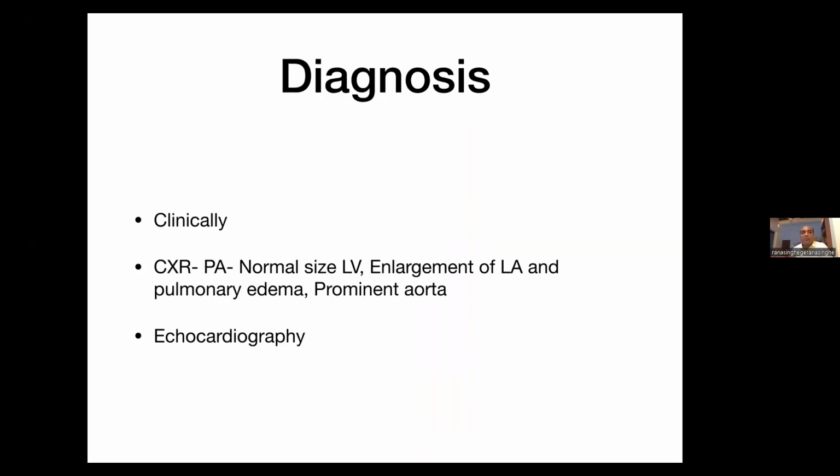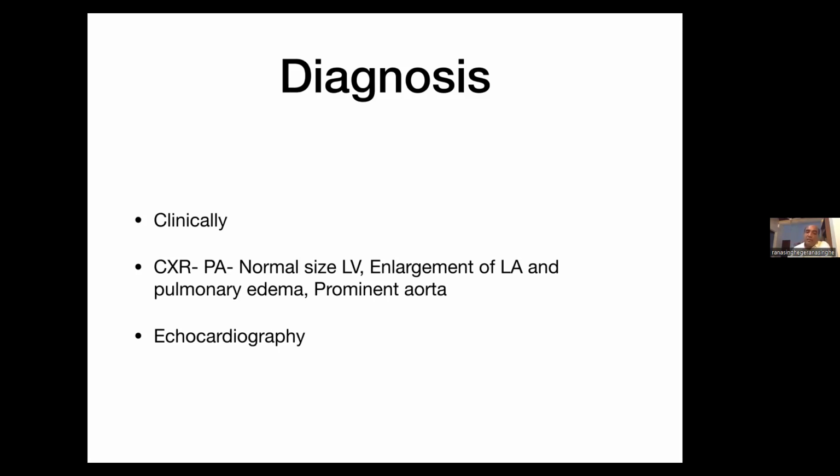These patients are diagnosed clinically, with the clinical symptoms and a quick examination. On the chest X-ray PA, if you do one, they have a normal size LV. Sometimes you can't send these patients for X-ray because they are sick. If you are able to take an X-ray, of course, they have a normal size left ventricle, as compared to chronic AR where they have a dilated left ventricle, a dilated heart. Enlargement of the left atrium can be seen because of the increased LA pressure, because of the rise of LV EDP. Also, patients can have pulmonary edema features on the chest X-ray. And a prominent aorta can sometimes be seen, especially in patients who have aortic aneurysms and aortic dissection.